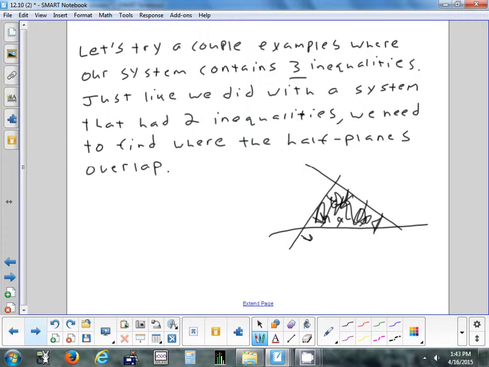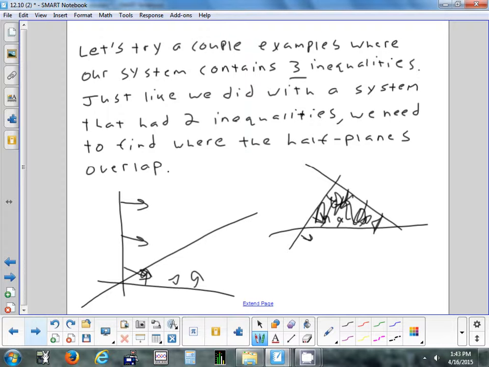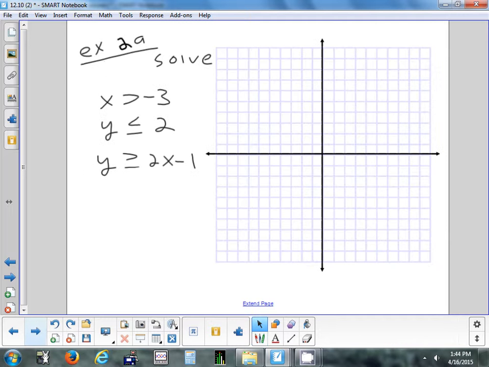Okay. Could also be something like, here's one line, say shade to the right of it, another line, shade above it, and then another line, shade above it. So you might end up getting this wide open space, above and to the right. So it might not always be a triangle. Okay, let's look at this one.